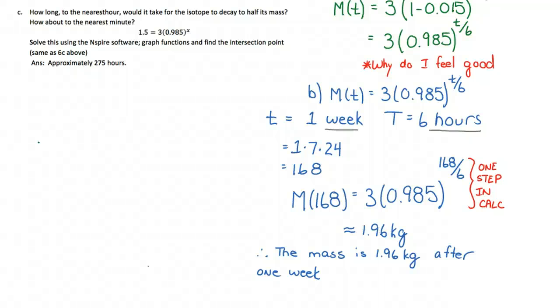Okay, let's do part C. Part C says: how long, to the nearest hour, would it take for the isotope to decay to half its mass? How about to the nearest minute?